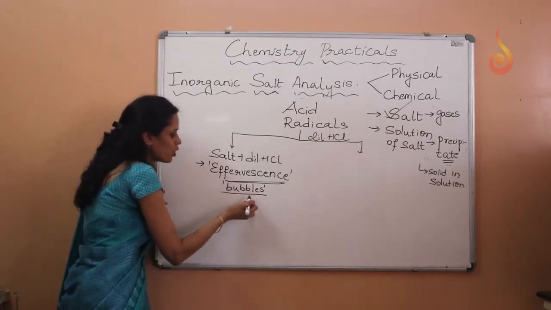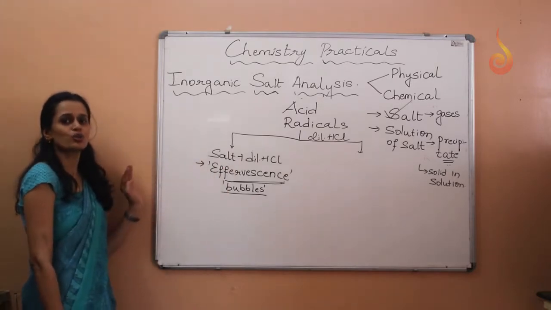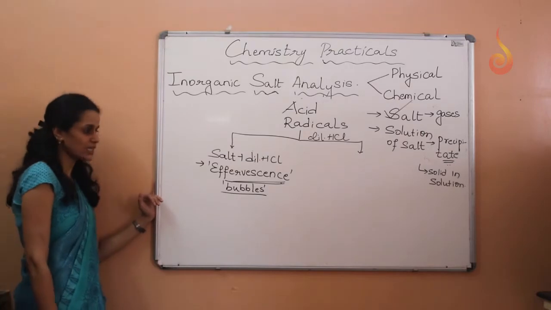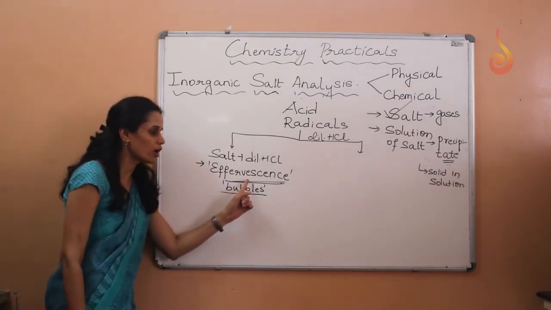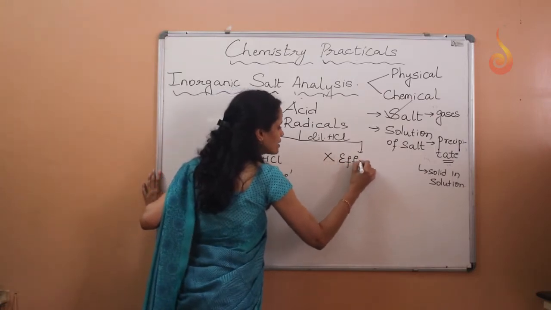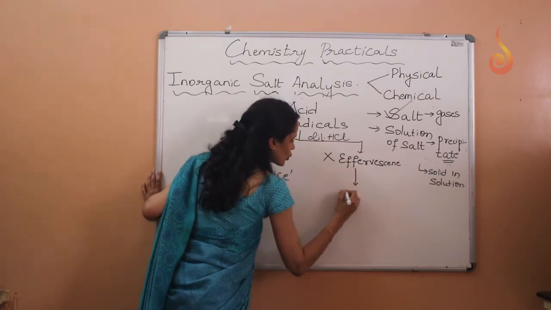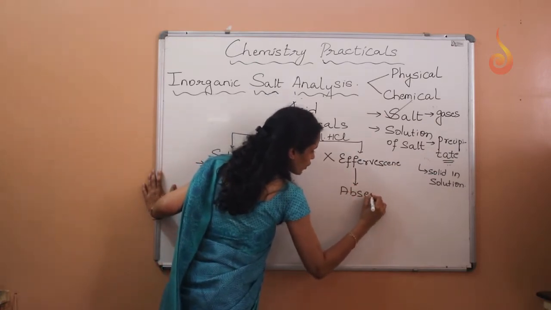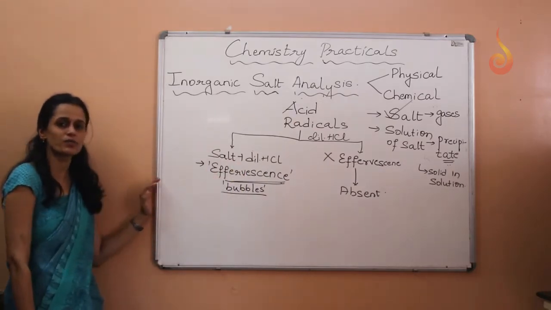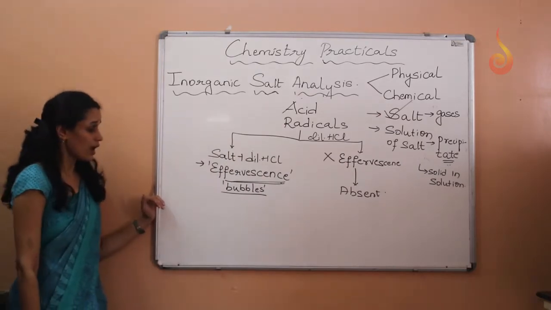That similar look we observe in the test tube after adding dilute HCl to the salt if first group acid radicals are present in it. If we don't observe effervescence, then what does it mean? It's nothing but first group acid radical is absent. Suppose if effervescence is observed, then we can say that first group acid radicals are present.